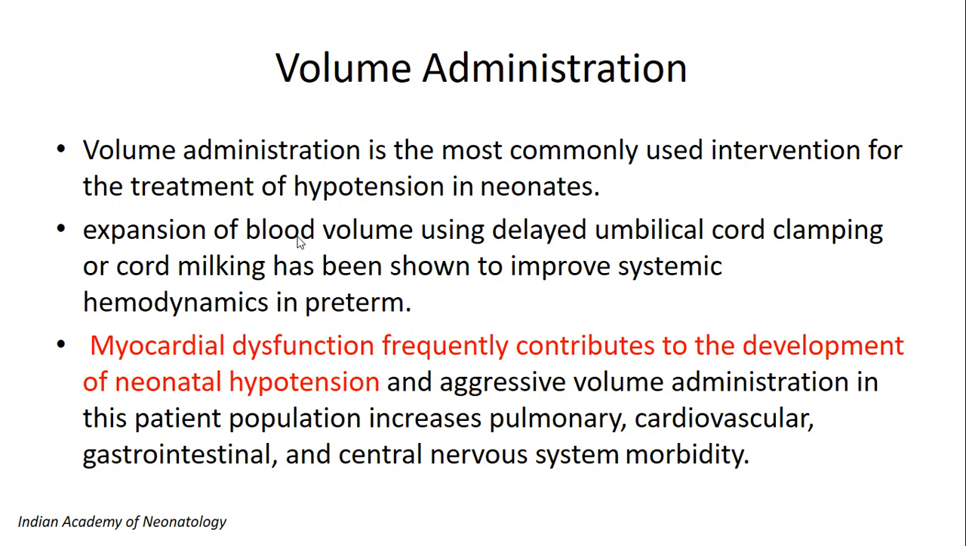So for expansion of the blood volume initially in the labor room, delayed umbilical cord clamping or cord milking will give a good improvement in systemic hemodynamics in preterm babies. So wherever possible, delayed umbilical cord clamping will be better for the baby's hemodynamics.